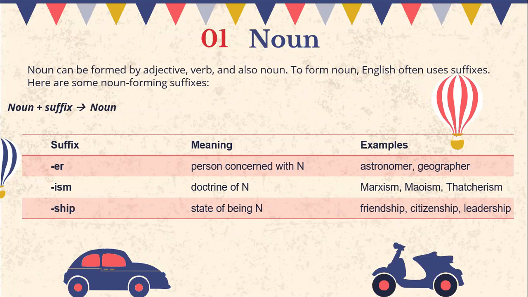And the last is the suffix ship, which means state of being a noun. For example, friendship, which has the base word friend, then added by the suffix ship that forms a new noun.